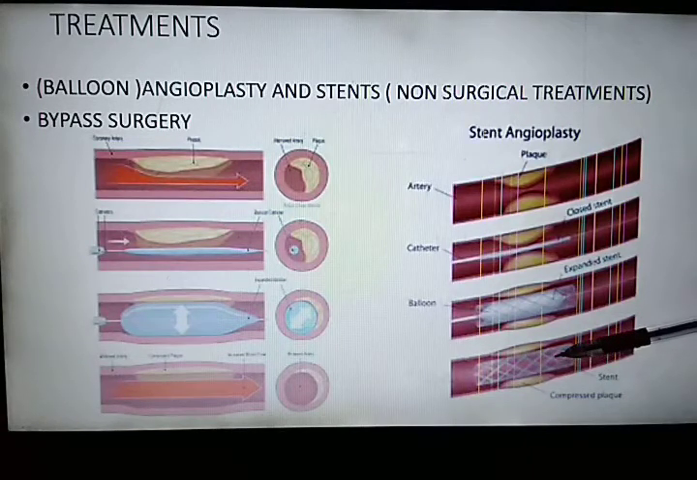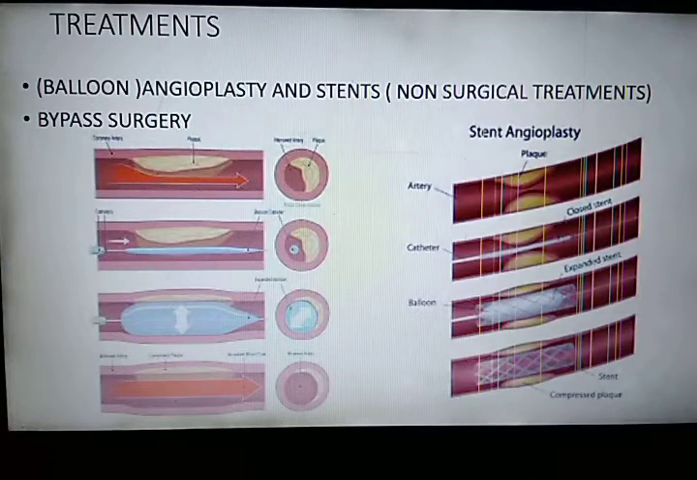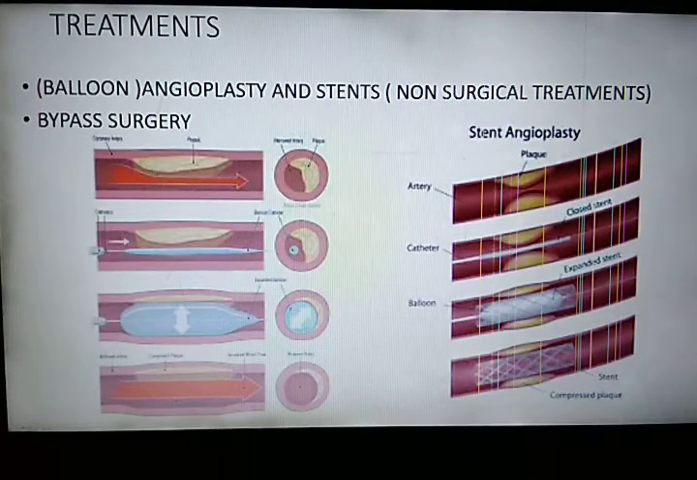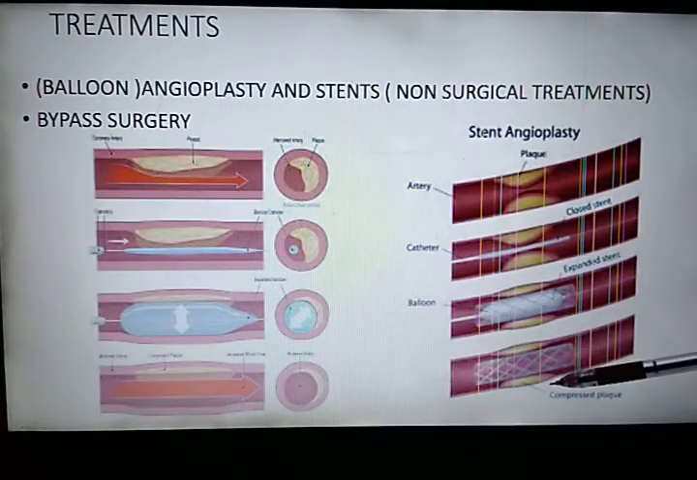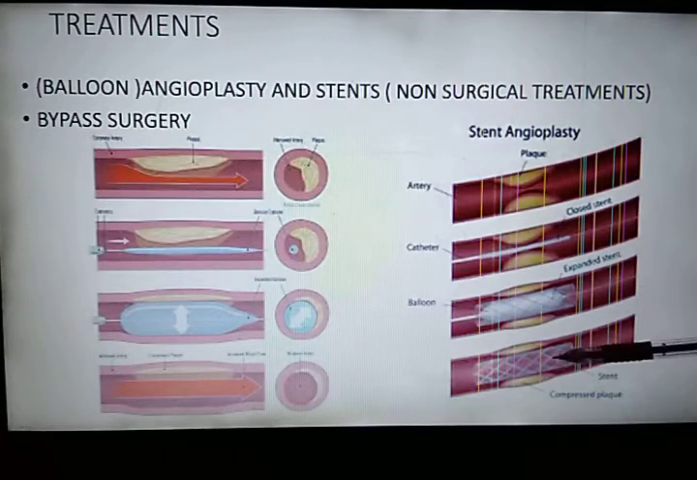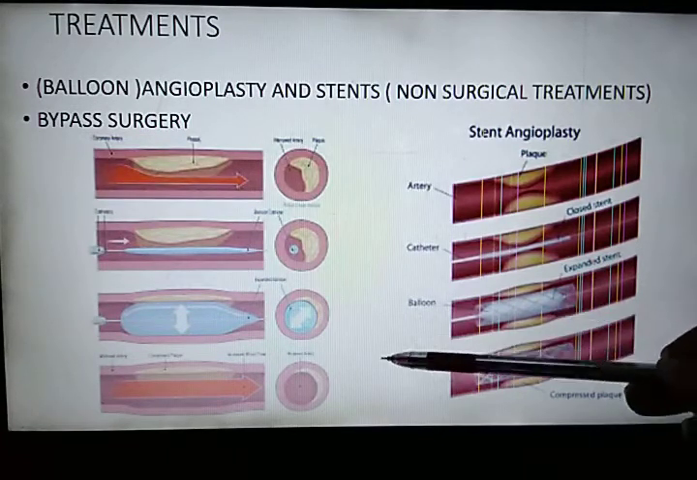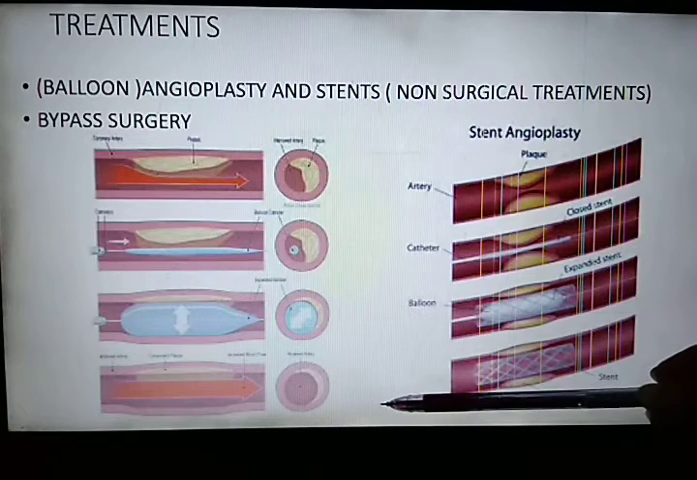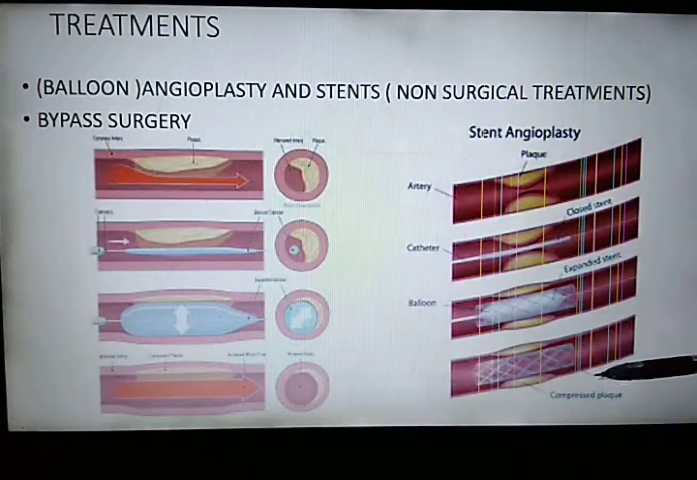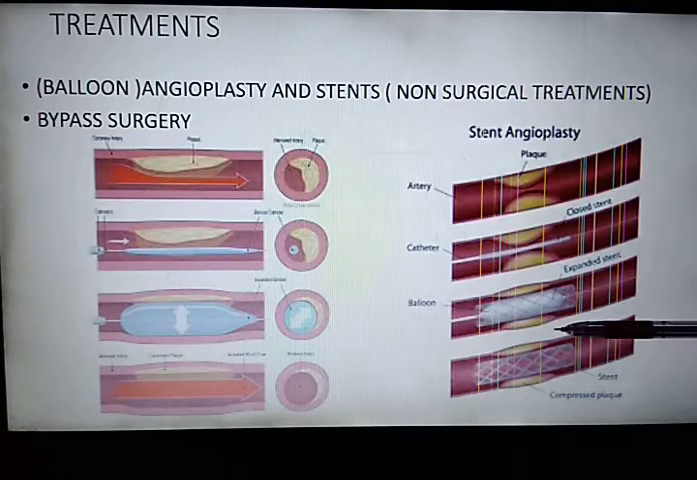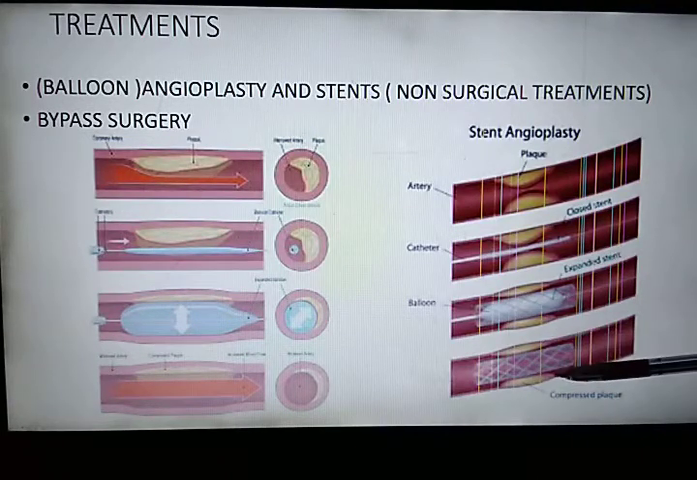So the stent procedure is better than angioplasty, because in angioplasty the blockage can take place again, but the wire mesh prevents the further deposition of the plaques. Here the narrowing of the artery can take place further, but here the deposition will not take place again. Fewer deposition chances are there in the stent procedure.